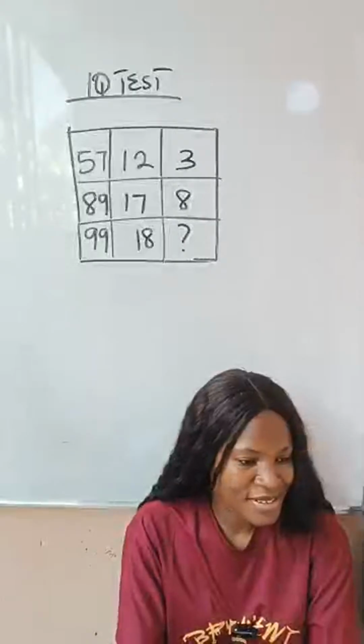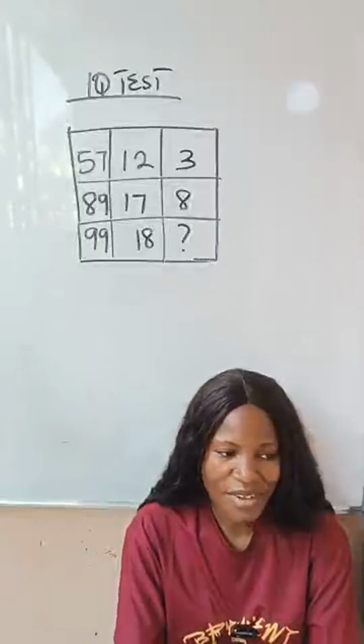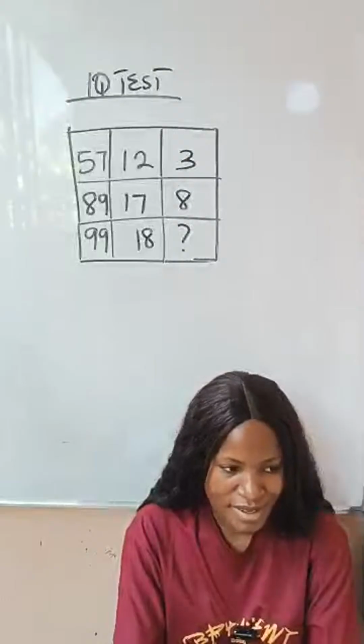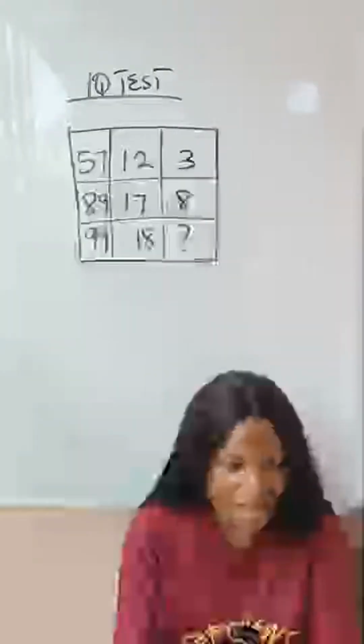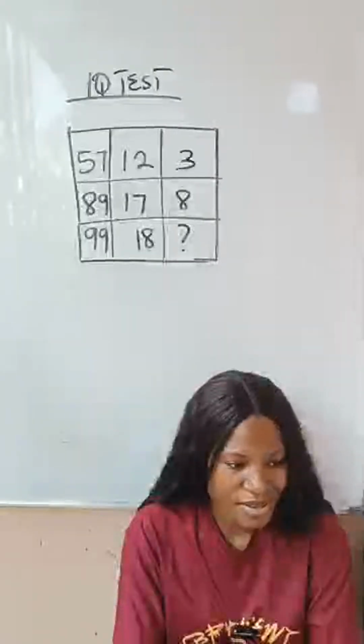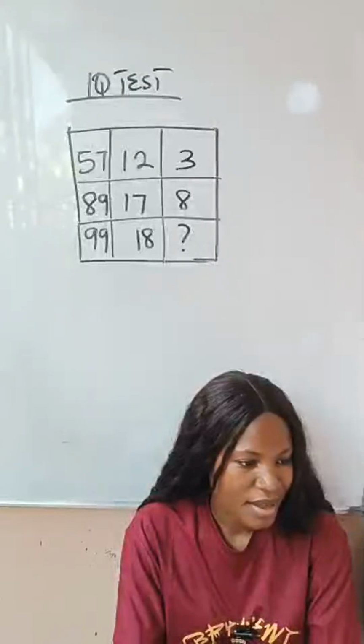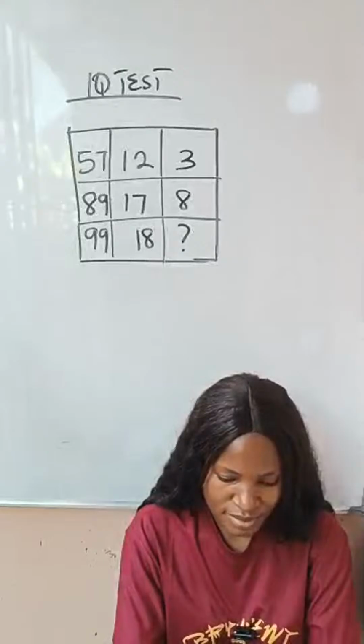I saw it as soon as I saw 3 numbers. Okay, that is cool. He's saying he saw it as soon as he saw 3 numbers. Okay, Sanjay says add 1. Add 1. How?